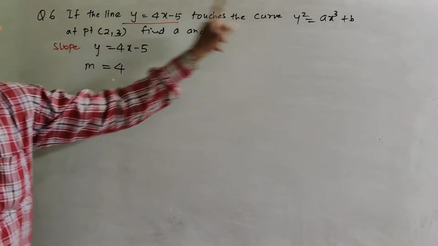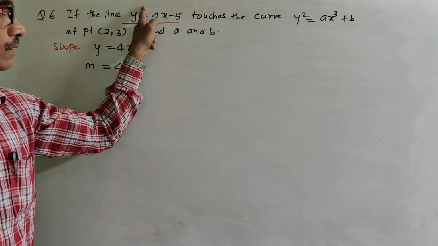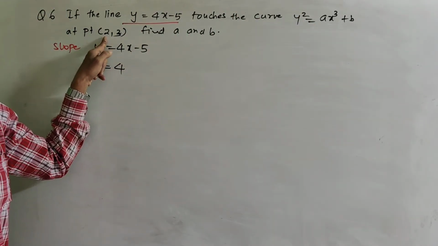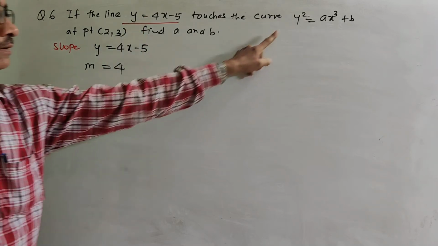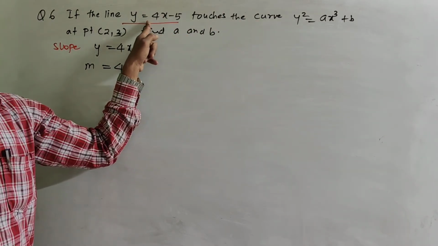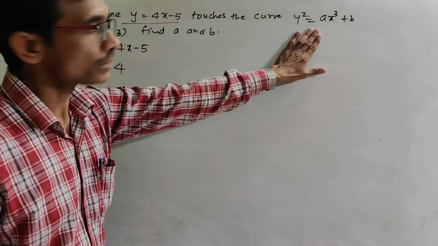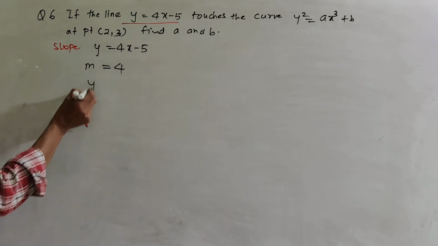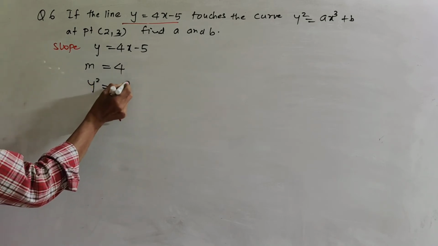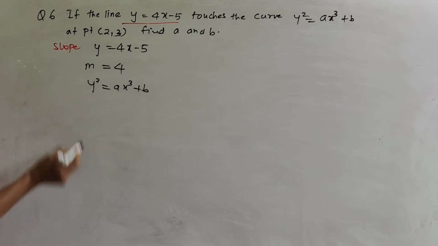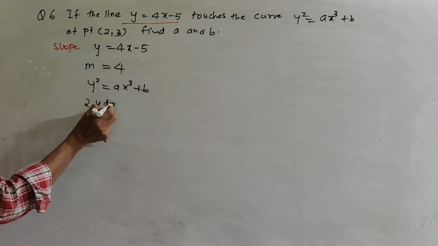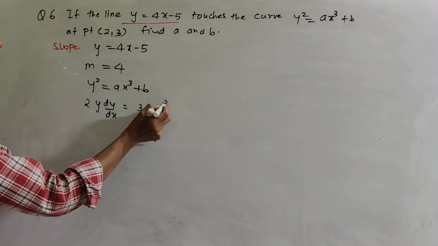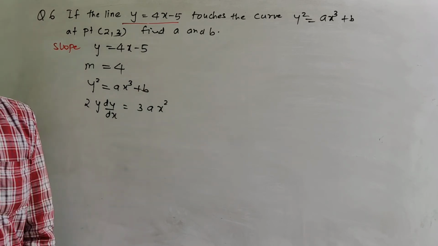Now this line touches the curve. This line is tangent to this curve at this point 2, 3. That means the slope of the tangent and slope of the line is same. The slope of the tangent to this curve is nothing but this given line. So y square is equal to ax cube plus b, differentiating it, 2y dy by dx is equal to 3a x square, and this b is a constant, so its derivative will be 0.